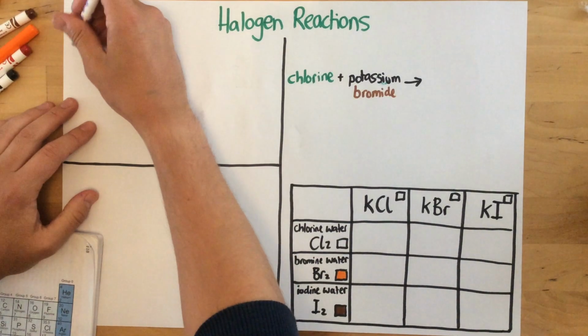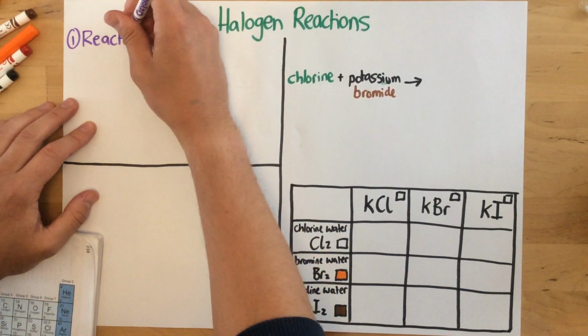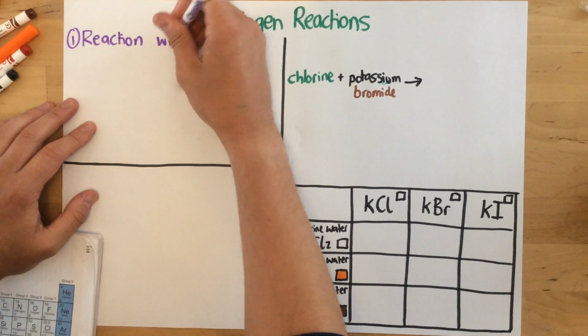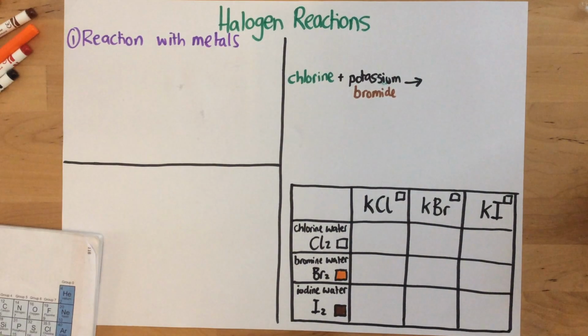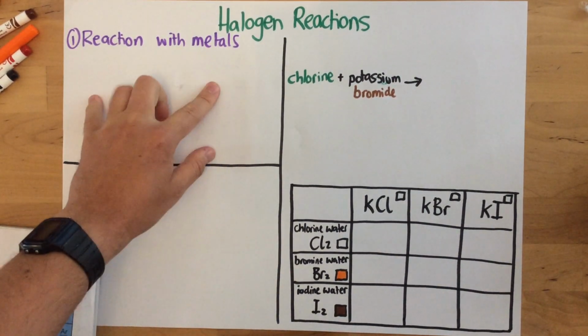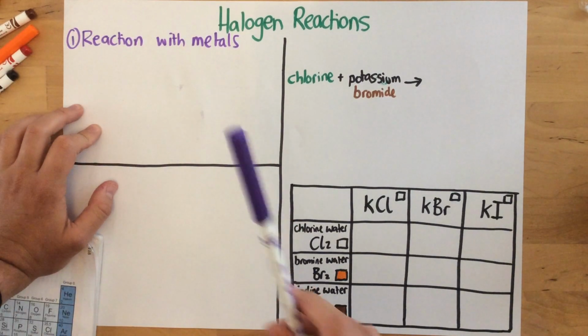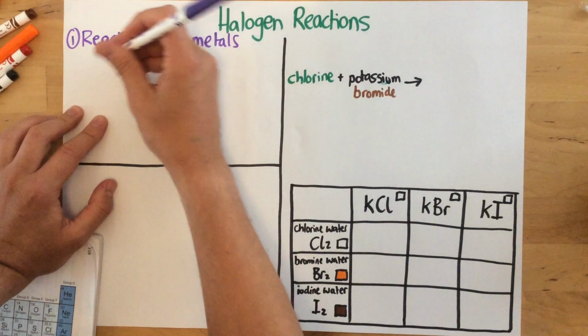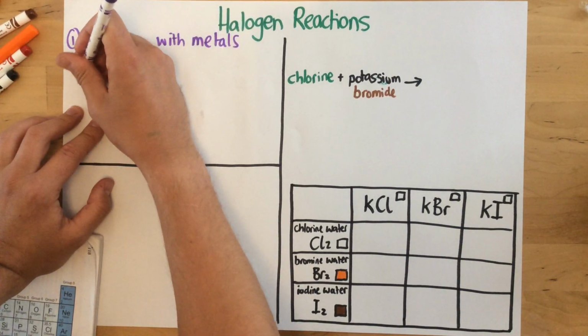So the first type of reaction that we need to know about is their reaction with metals. I'm going to show you a nice simple example. It's a really simple reaction. Halogens will react vigorously with some metals to produce salts called metal halides.